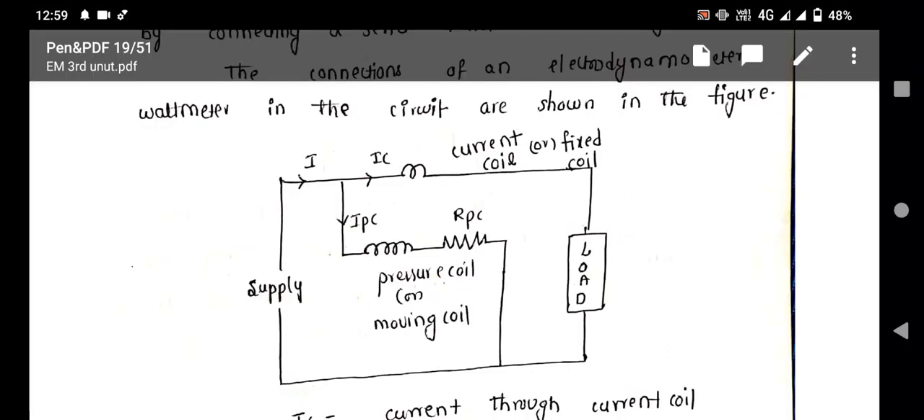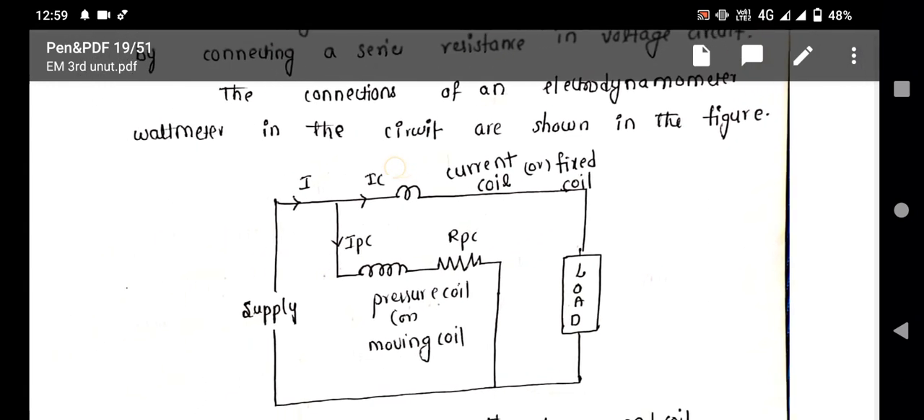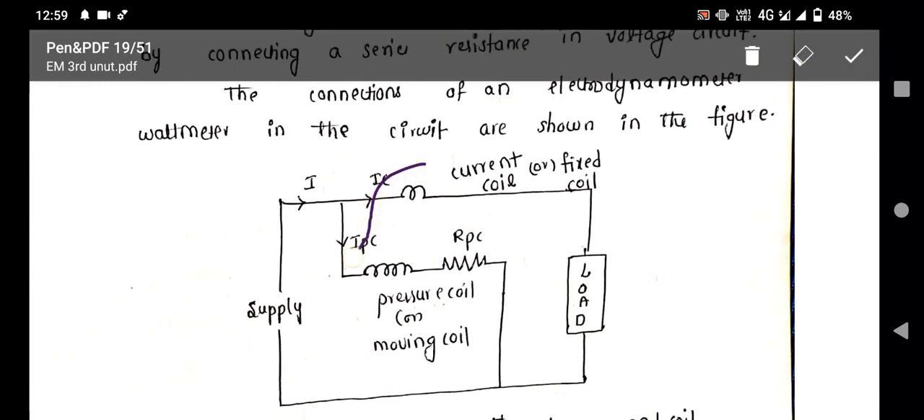This is the symbol of a wattmeter, with the current coil and pressure coil, and a load is connected. The current coil is the fixed coil.